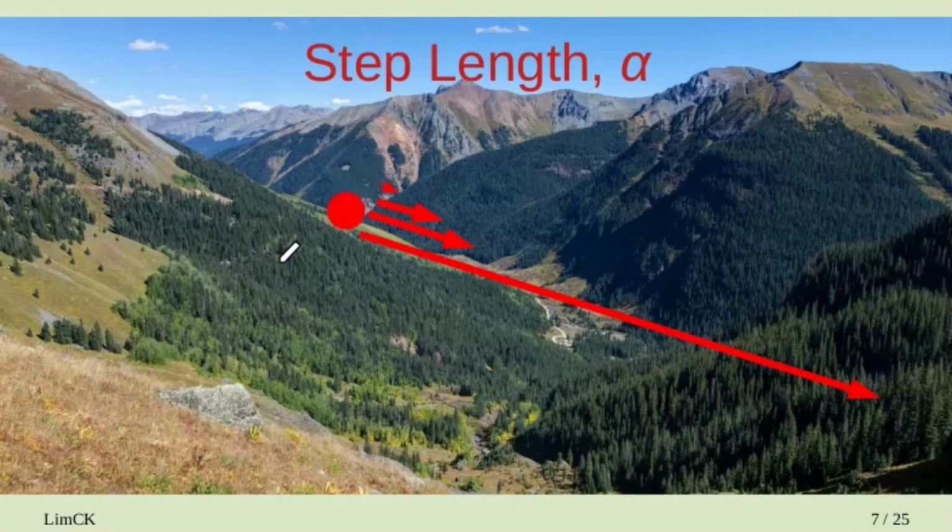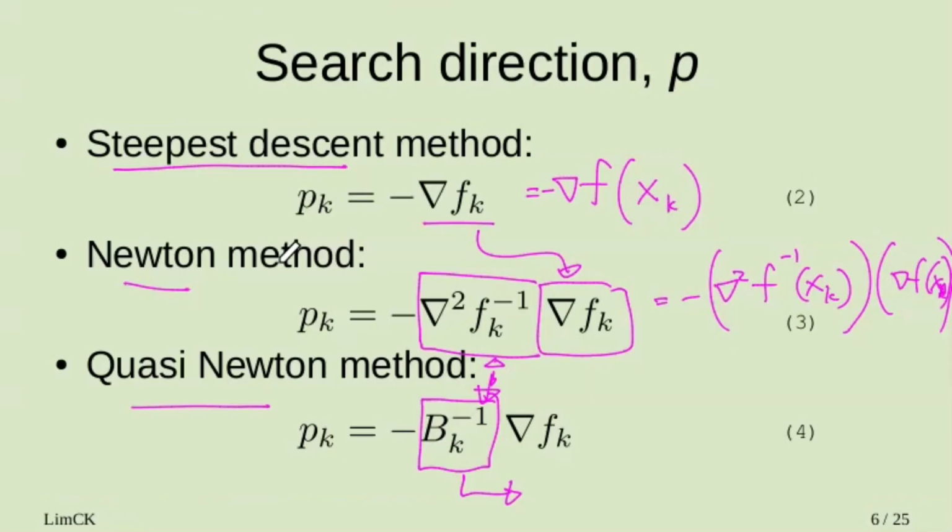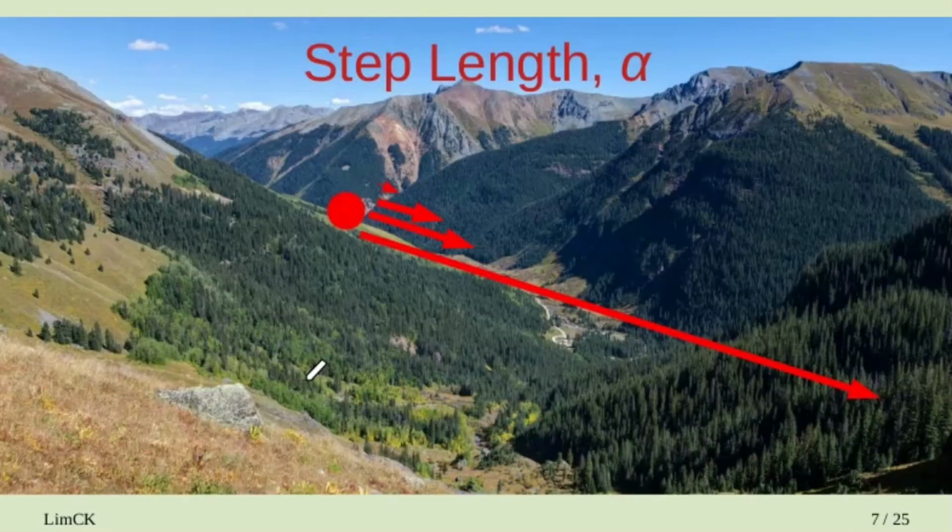Now we have talked about the search direction p, with either steepest descent or Newton method. No matter which one we use, we will find a direction to move. After we find the direction, the next thing is to find how far we want to move, the step length alpha.